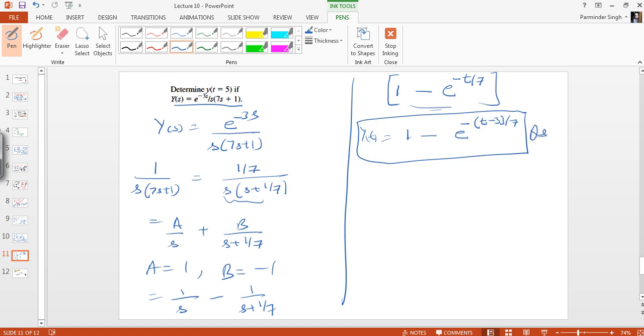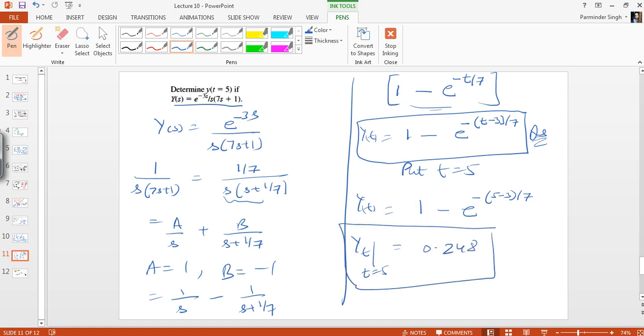Clear? Now that's the answer for your response y(t), but now we need to determine y at t equal to 5. So put t equal to 5, so what will be y(t)? That will be 1 minus e to the power minus (5 minus 3) by 7. Solve it and you will have your y(t) at t equal to 5 as 0.0248. Clear? That's the solution. So this is how you solve your numerical problems. Now you can refer to more problems related to first order systems from your book Coughanowr. Thank you.